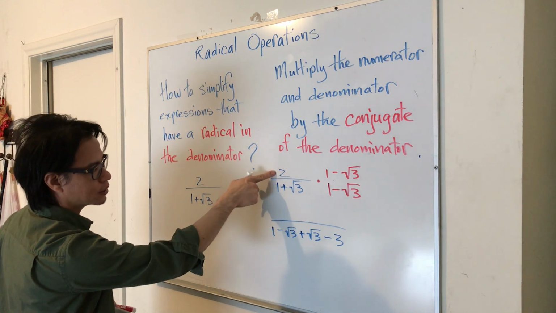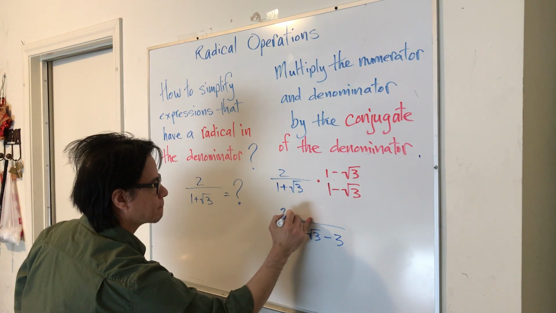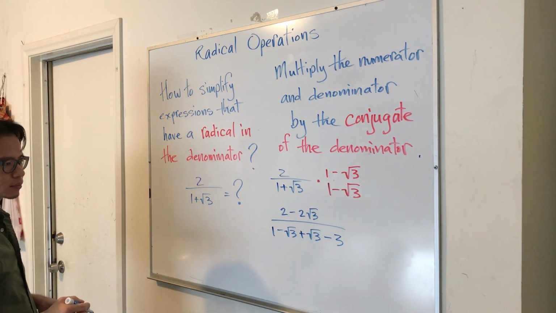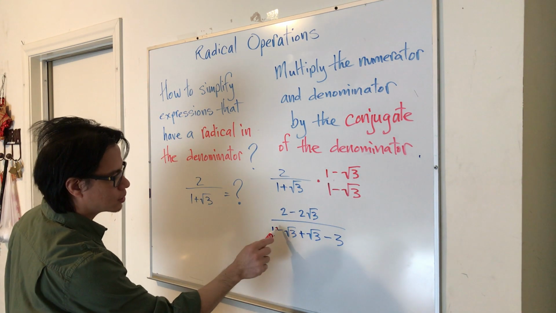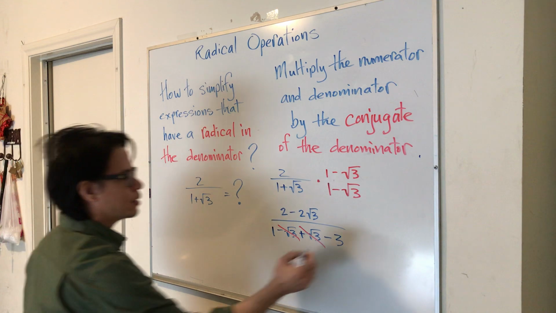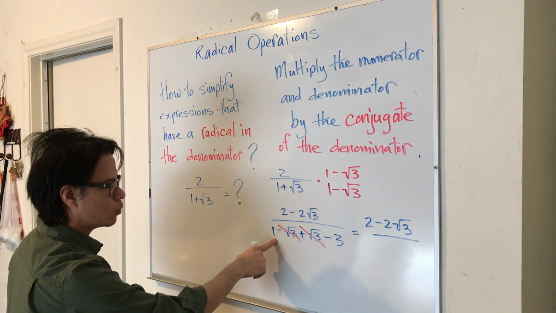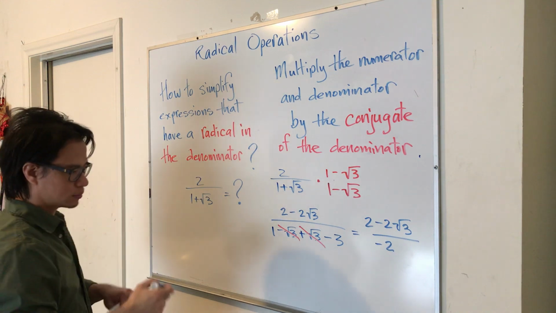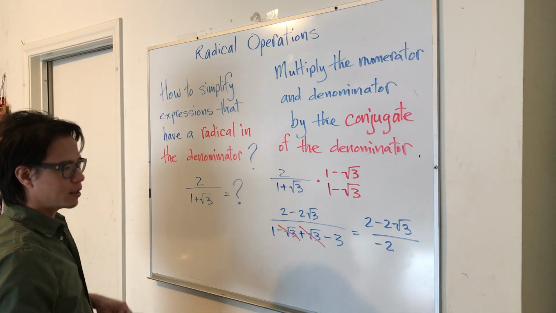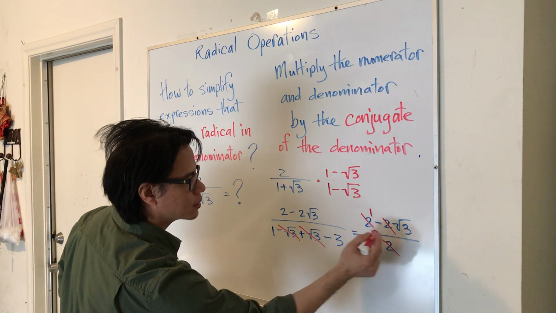Okay, so let's deal with the top here. You have 2 times 1, and then 2 times negative root 3, so negative 2 root 3. Okay, but we're getting there. You have the middle term that can cancel out. So negative root 3 plus root 3 is 0. And then eventually we'll have 2 minus 2 root 3 over 1 minus 3, negative 2. Okay, so if things are looking more simple, we're heading in the right direction. So let's see if we can, you can definitely cancel out the 2 here, make it a 1.